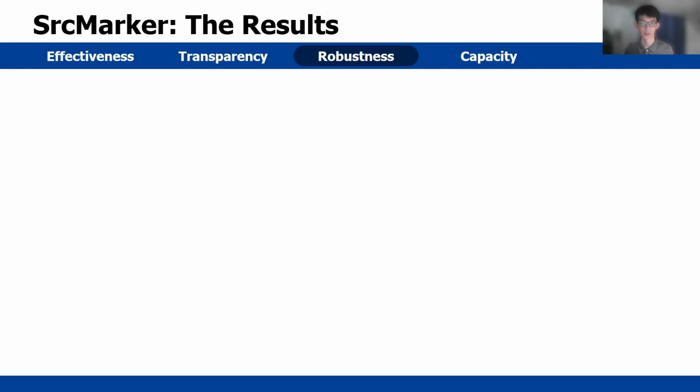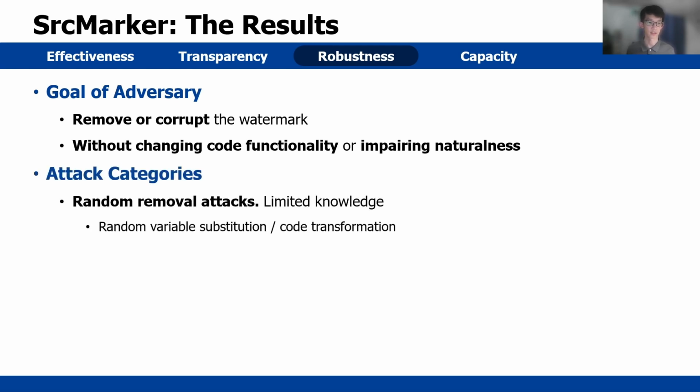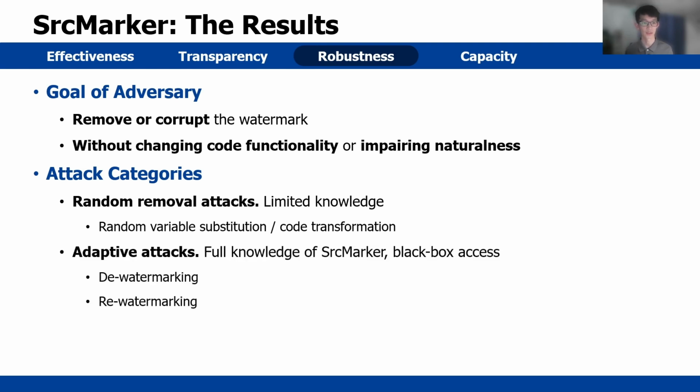For robustness, we assume the goal of an adversary is to remove or corrupt the watermark without changing the code functionality or impairing its naturalness. We consider two types of attacks. We first consider a random removal attack, where we assume the adversary only has a general knowledge that a watermark is embedded via code transformations, but has no further information. We also consider adaptive attacks, where we assume the adversary has full knowledge over SrcMarker.